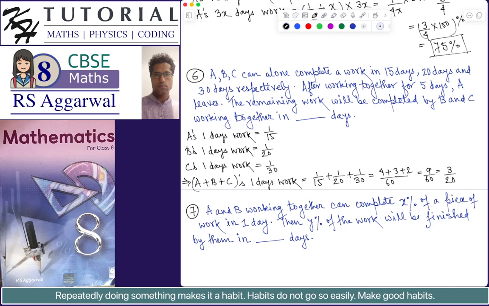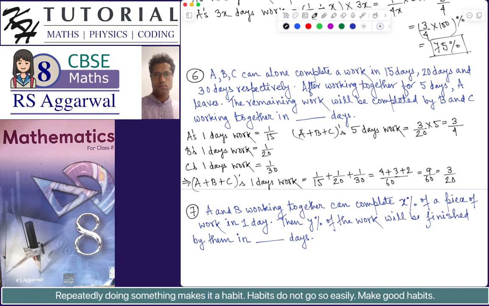So now we need to find what is the work done in 5 days by A, B and C. So we can say A plus B plus C's 5 days work will be equal to 3 by 20 multiplied by 5, which is equal to 3 by 4. 3 by 4 is the amount of work done in 5 days when A, B and C are working together.